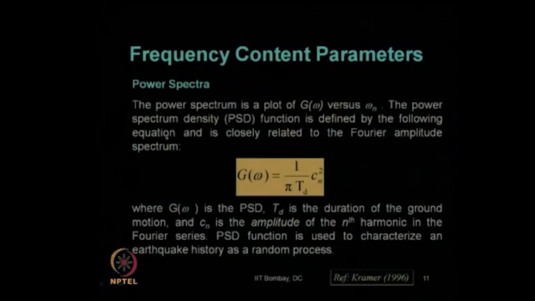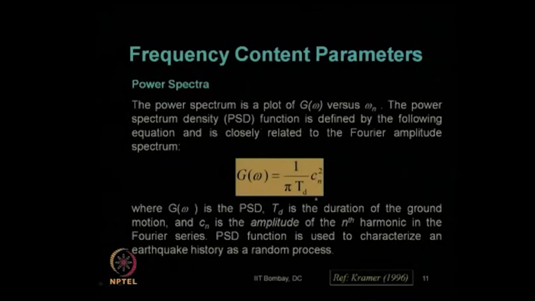So, what is power spectra? Power spectrum is a plot of g omega. This is again another function, expressed in the power spectra form, versus omega n, the frequency of the earthquake. Remember, this is not the natural frequency I am talking about, this is the frequency of earthquake motion. Okay? The power spectral density, called PSD, is a function defined by the following equation, and it is closely related to the Fourier amplitude spectra.